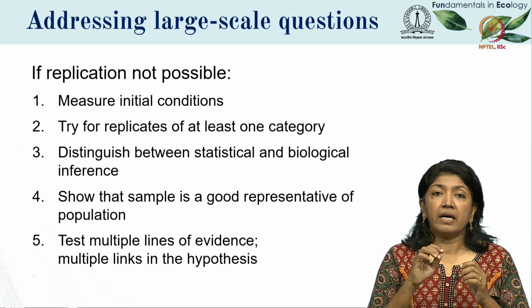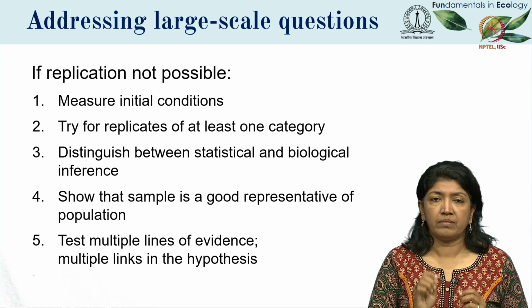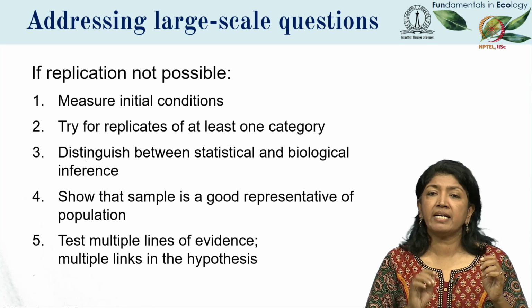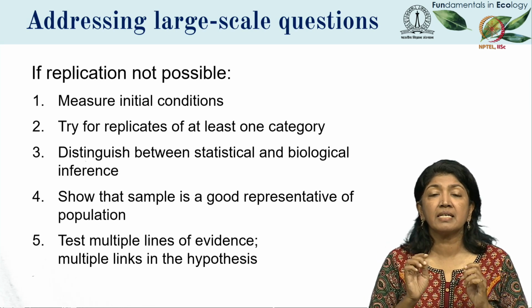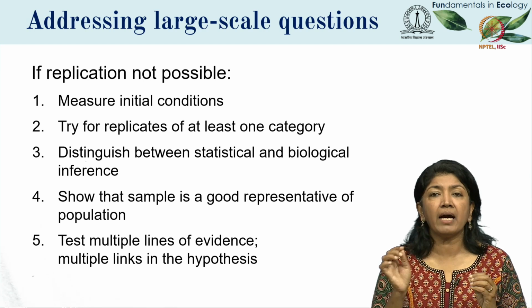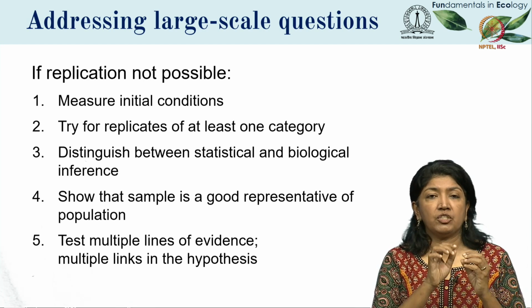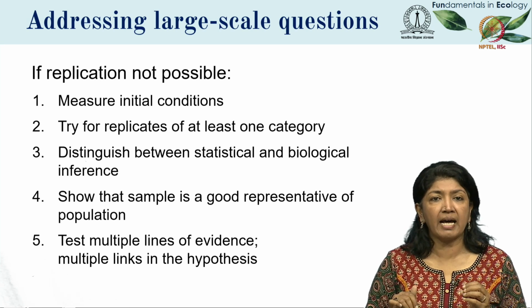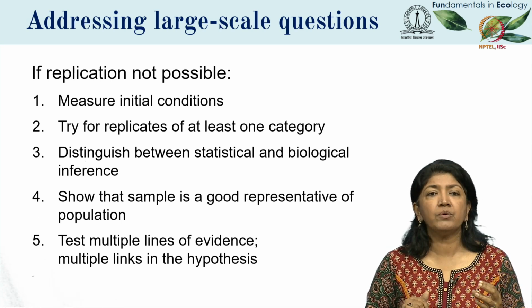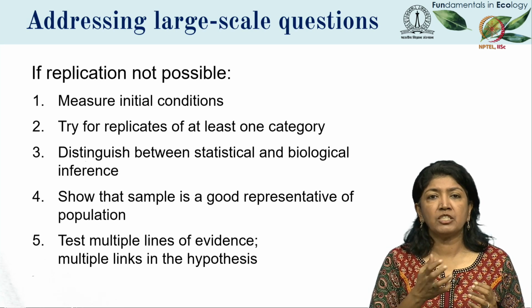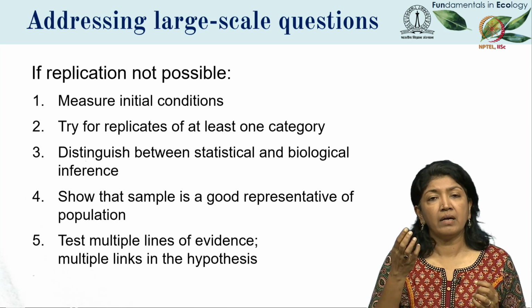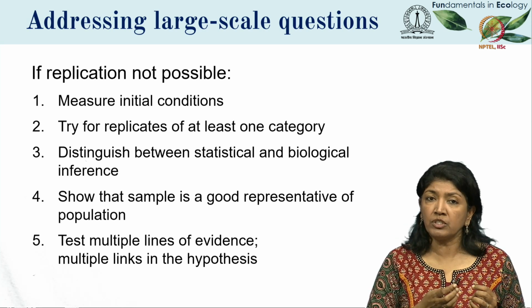Next, I can really strengthen my conclusions if I test multiple lines of evidence, test multiple links in my hypothesis. So, for example, if the way in which logging affects recruitment is that logging reduces the population of insects that are an important source of food for chicks.